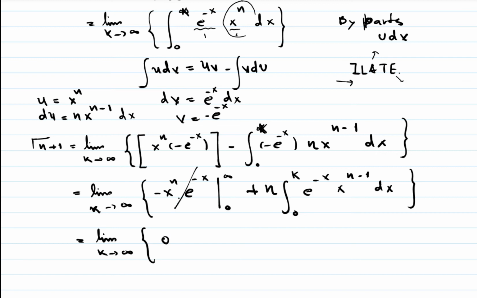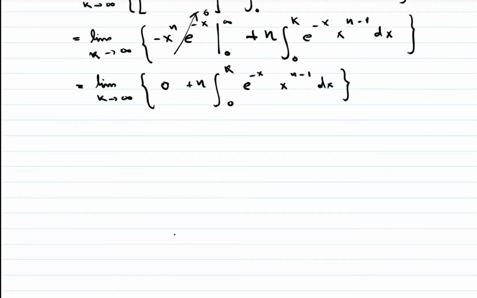You can also say that this all leads to 0, plus n, and then here we're going to get the integral from 0 to k of e raised to minus x, x raised to n minus 1 dx, and then it goes like this. Fine, this is 0, we don't have to write it again.